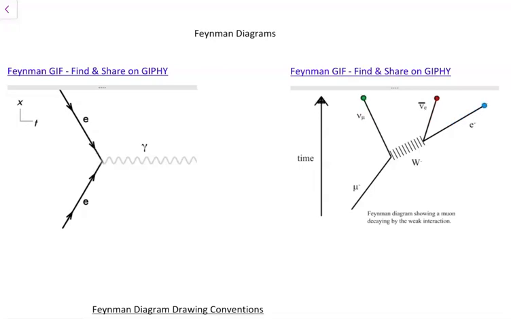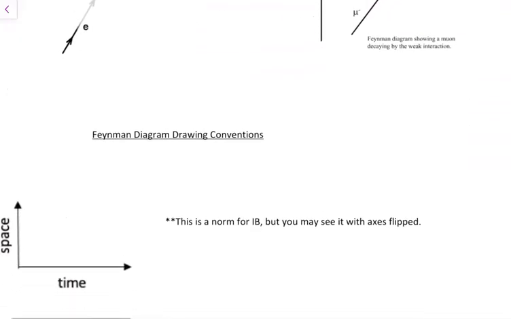Here I have two GIFs of two different interactions. We have an electron-electron annihilation, or pair annihilation, and then we have a muon decay. And we might not know what's happening here. We know that there are quarks and leptons and things like that. How do we draw these accurately? So let's get into the drawing conventions.